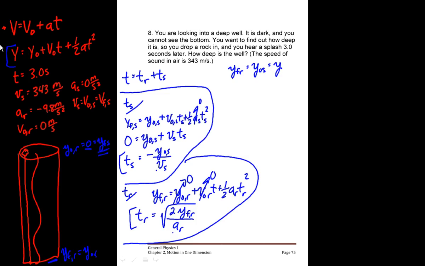And then I can come back to our original expression, T equals T_s plus T_r, because I know that those two have to add up to 3 seconds. And so T is equal to negative y over v_s plus the root of 2y over a. And I'm just assuming that a is a_r because that's the only acceleration we have.